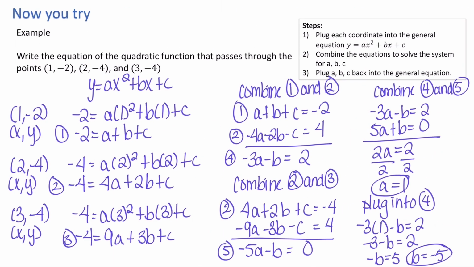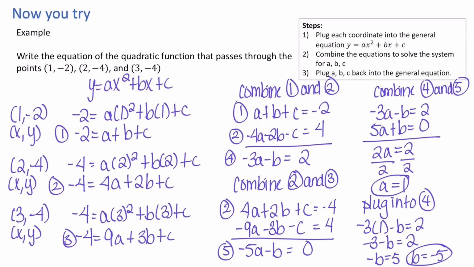So here's how you set up the equations for this problem. When you do the point 1, negative 2, you get negative 2 equals a plus b plus c. Point 2, negative 4 gives you negative 4 equals 4a plus 2b plus c. And point 3, negative 4 gives you negative 4 equals 9a plus 3b plus c. Then I combined equations 1 and 2. Once again, my strategy was to get c to cancel out of all these terms. So I multiplied equation 2 by negative 1 and then combined it with equation 1, which gave me new equation 4, which is negative 3a minus b equals 2.